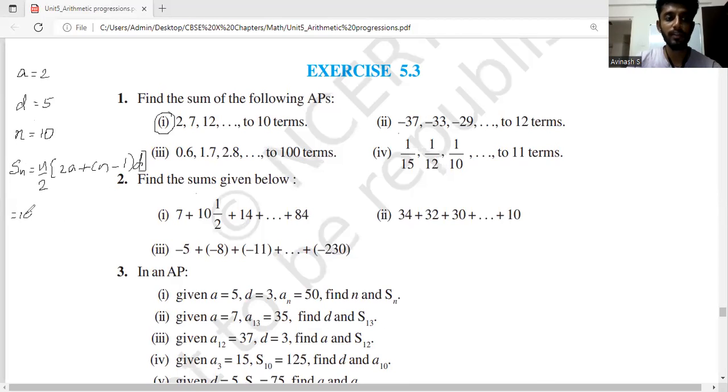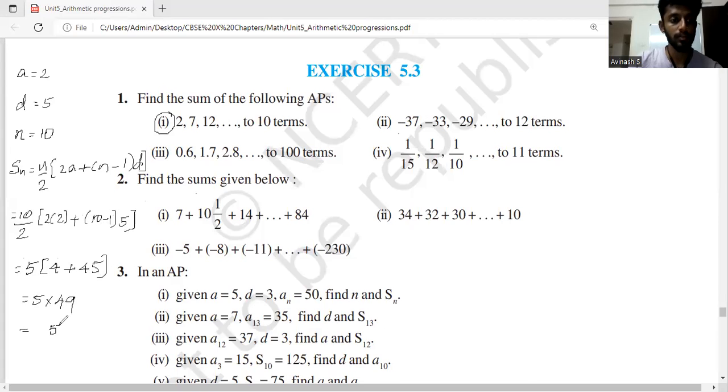So we know the value of n, which is 10, and then we know the value of a, which is 2, and again we know the value of n, 10, and then we know the value of d, which is 5. So we substitute all of this. Now 10 by 2 becomes 5, and then 2 times 2 is 4, and then 10 minus 1 will become 9, 9 5s is 45. So we get this as 5 times 49. So we get the answer as 245.